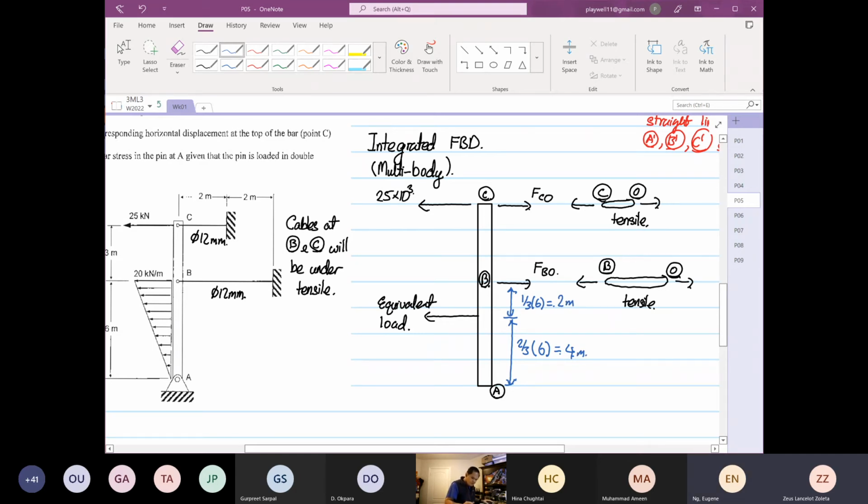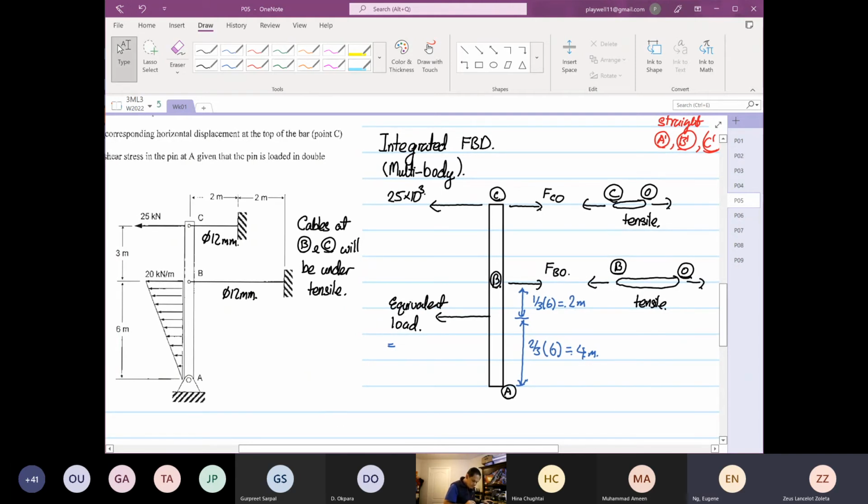Okay, and the equivalent load, because this is a triangle, the equivalent load is the area of the triangle. So it's half multiplied by 20 times 10 to the power 3 multiplied by 6 in terms of length. So this is equal to half times 20 times 10 to the power 3 times 6, which is 60 times 10 to the power 3 Newton.